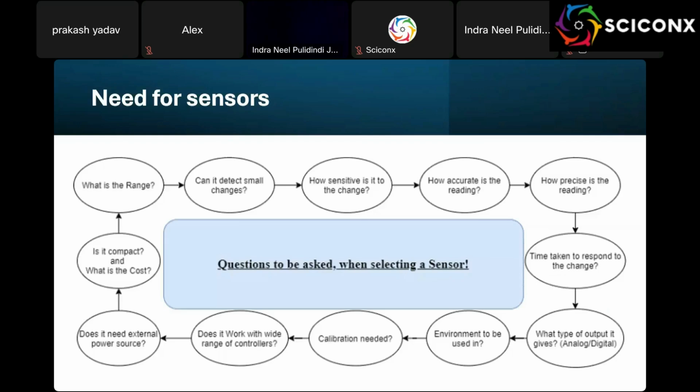And another is the need for external power sources. If your sensor requires additional power, you need to know how much power it requires, and whether it is compact or not. What is the cost of the sample? If it is compact, it is easy to use in portable devices. But if it is very large and not compact, then we cannot use it in portable devices. So this is the requirement you need to understand when you select the sensor.